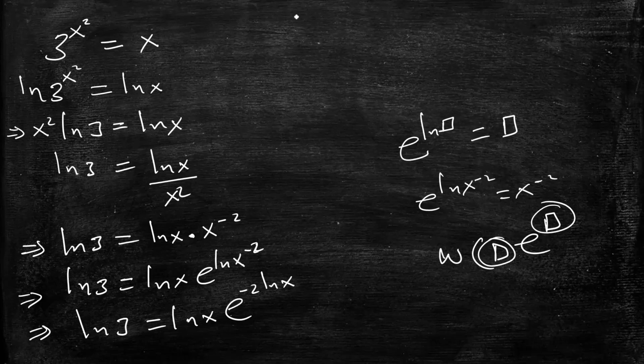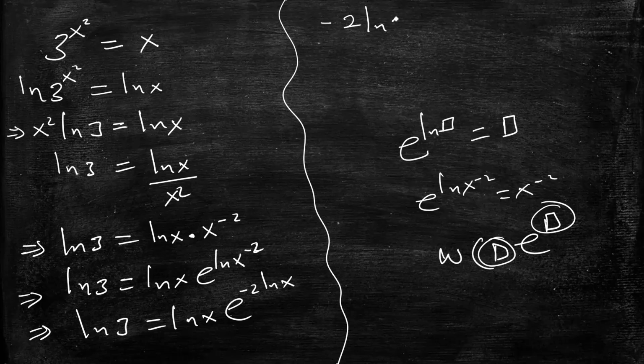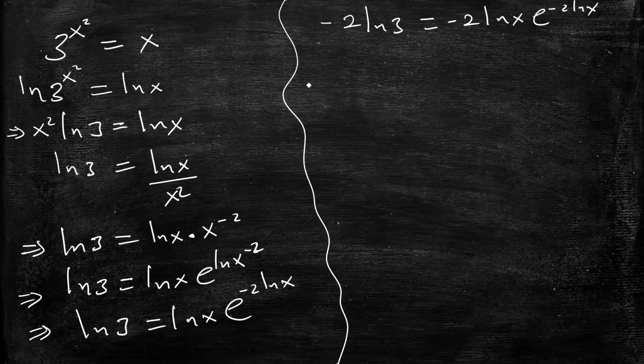So we can do that by multiplying negative 2 on both sides to make it equal with negative 2 ln of x, so ln of 3 goes to negative 2 ln of 3. Then we have negative 2 ln of x times e raised to negative 2 ln of x, the Lambert W function form. So let me bring this one here.